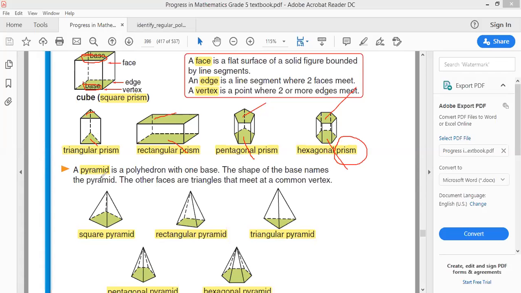But in a pyramid, you will see only the downside. And upside, there will be a joint corner. It's like a pyramid shape. It's a pyramid. How will we name it? With its base. Okay.